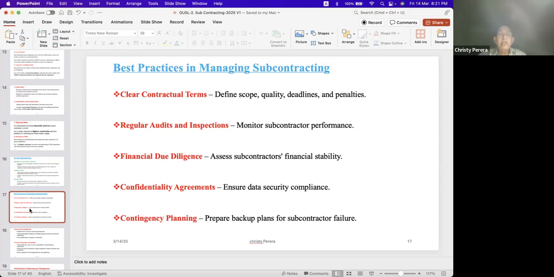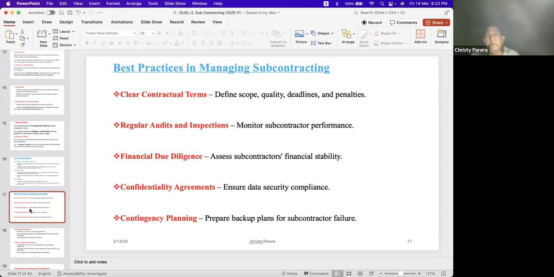Regular audits and inspection. Don't wait until the work is over. Do regular audits. No need to take the government auditor. There can be some problems. They may have their own system, but you can have your internal auditors.